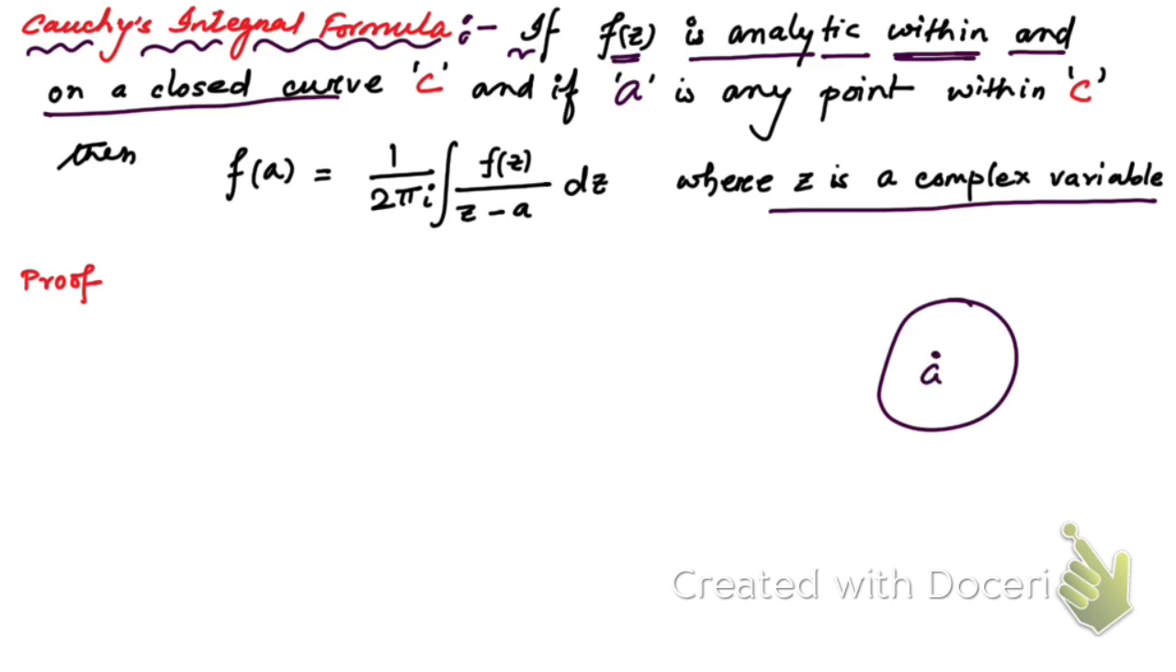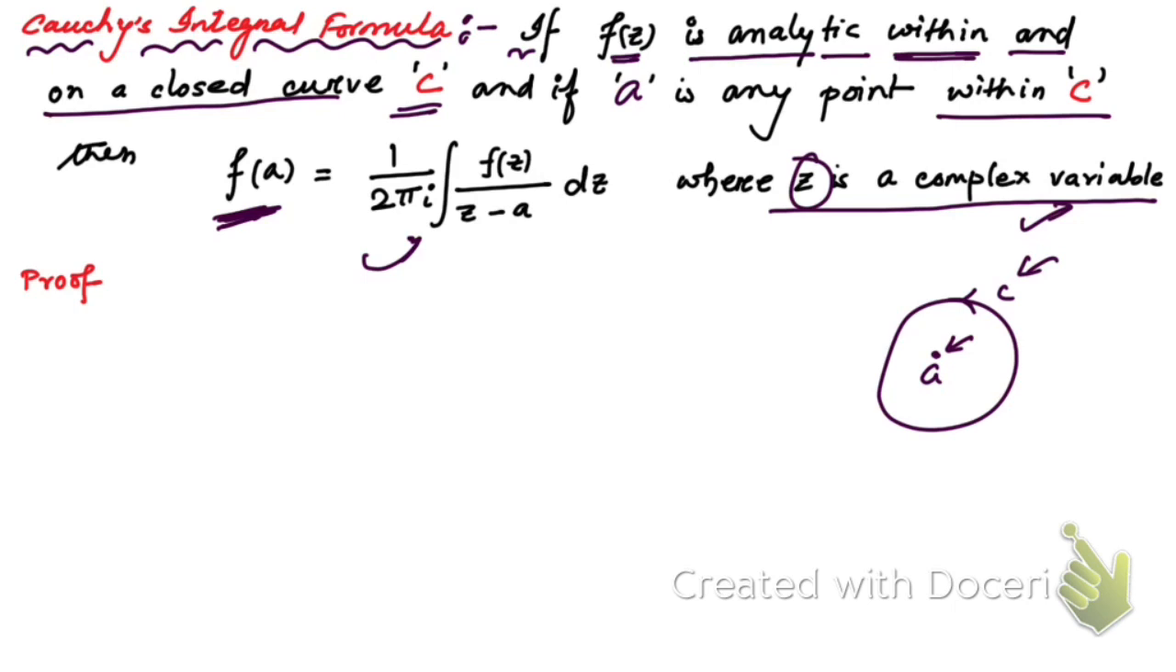This curve is represented by C, and A is a point within the curve C. Then f of A is given by this formula, where z is a complex variable. So hope you have understood this. Now let us prove this theorem.